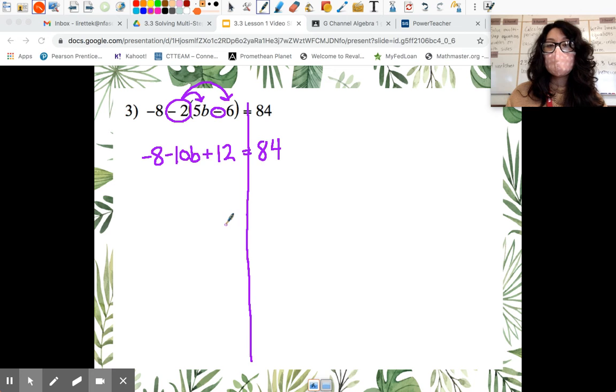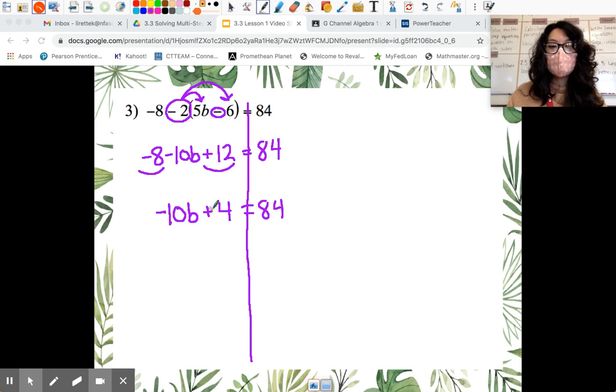Now I look to see if I have any terms to combine. I have a constant of negative 8 and a constant of positive 12. I can combine those. This negative 10b is just going to come down for the ride. And negative 8 plus 12, the signs are different. So if you typed it in a calculator, it should take their difference. Or you could do it mentally. That should give us a positive 4. And I bring down my equals 84. There's no more like terms to combine. I can't combine these. This has a b and this doesn't. So it's a two-step equation I can now solve.